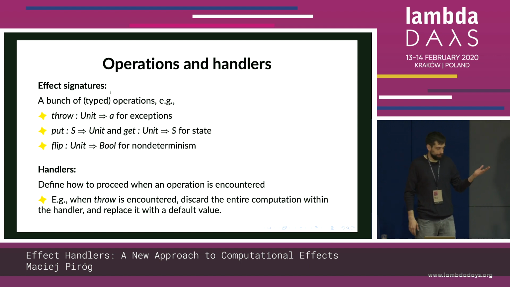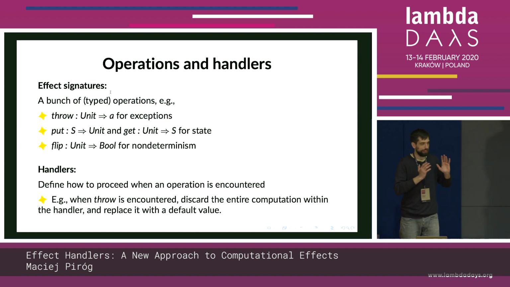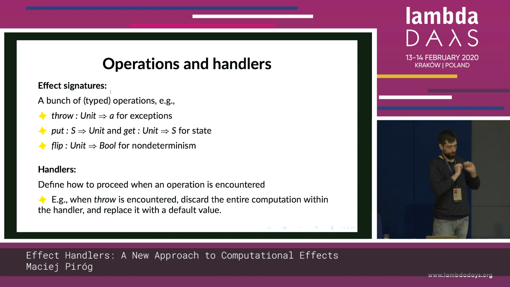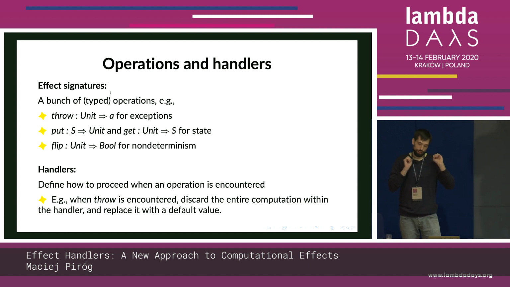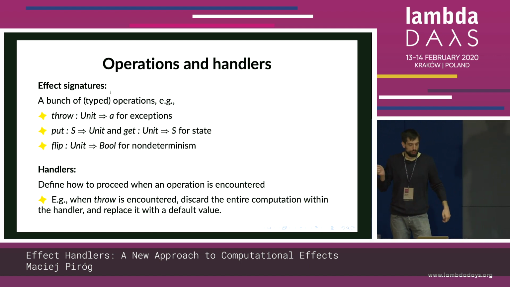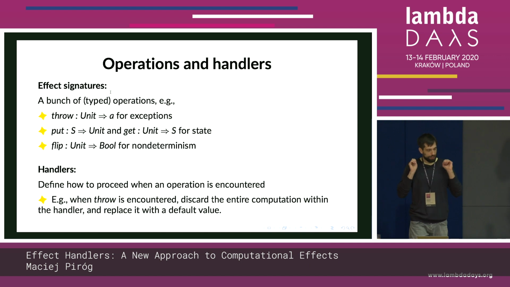One part is just a set of operations. You say that if I want to do exceptions, I have an operation throw, just as a, let's say, syntactic being. No semantics associated with throw. Just you say, I have throw. If you want to do mutable state, you just declare you have an operation put and an operation get. If you want to do some nondeterminism, you just say, I have an operation flip, which will non-deterministically give me true or false.